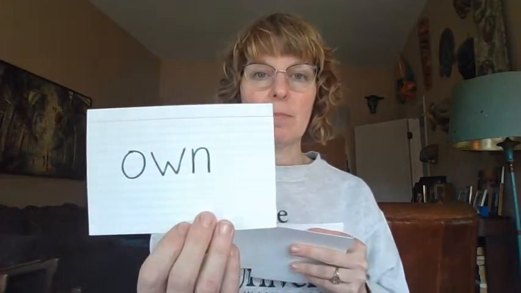Now we're going to review our red words. Let's start out with, I'm going to show you a word, and you will arm tap it for me, okay? You read it and arm tap it. Own. O-W-N. Own. Even. E-V-E-N. Even. About. A-B-O-U-T. About. Very good. Okay.